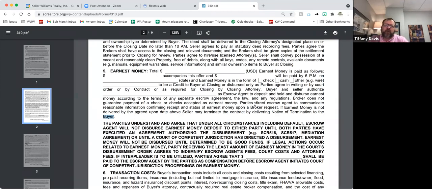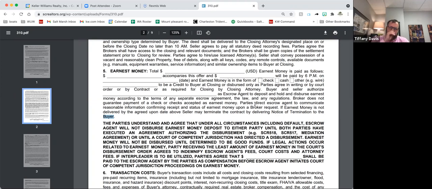The next paragraph basically in bold letters says that parties understand and agree that under all circumstances, including default, escrow agent will not disperse the earnest money to either party until both parties have executed an agreement authorizing the disbursement. It's important that you explain that, especially to the sellers in this market right now.